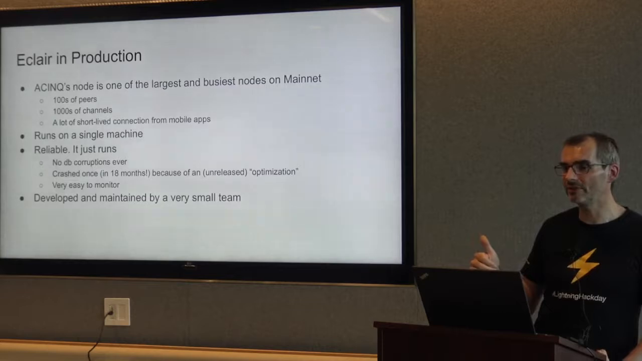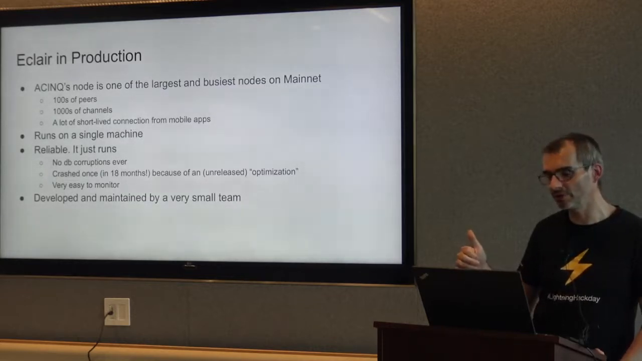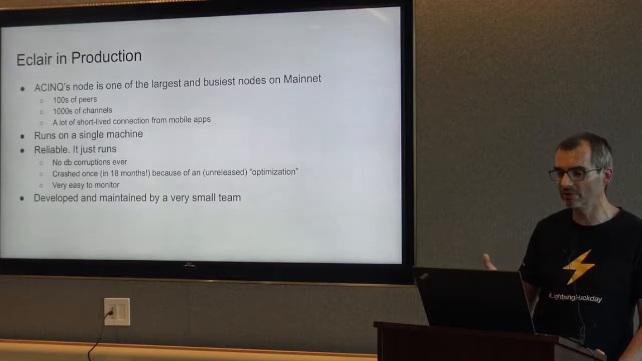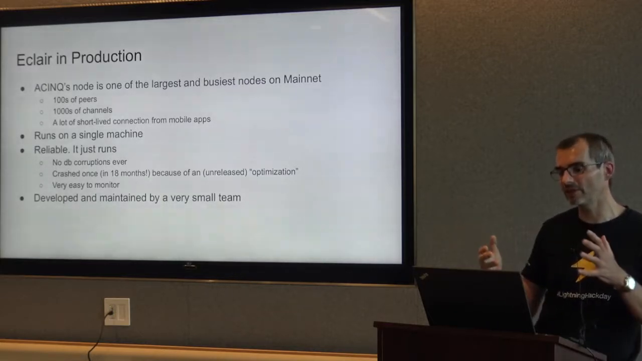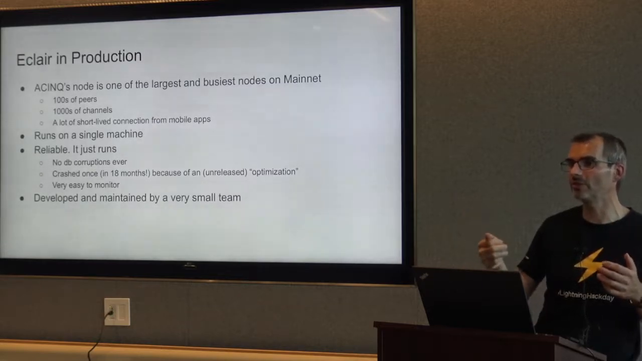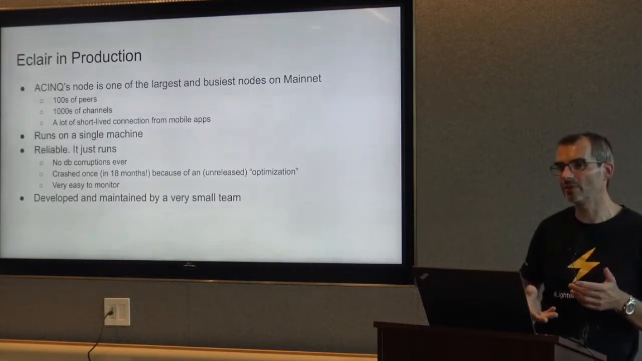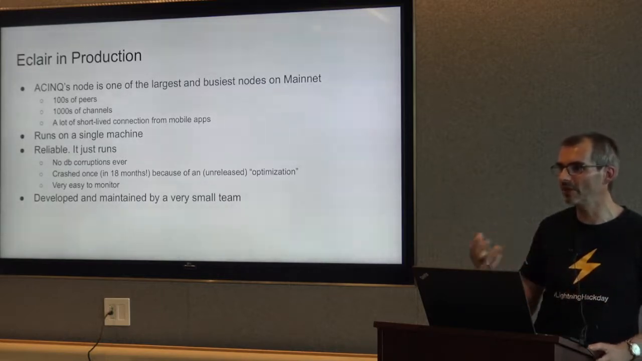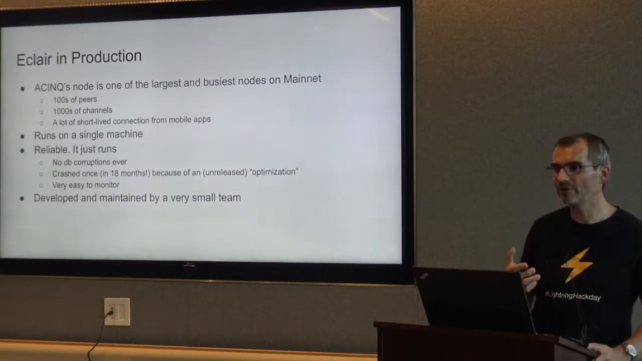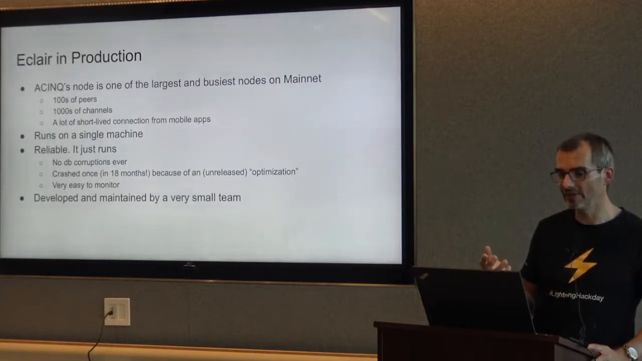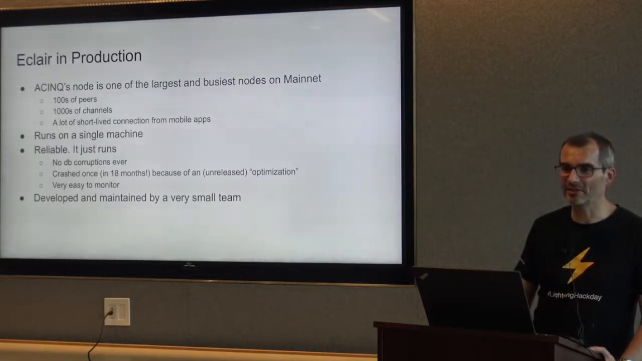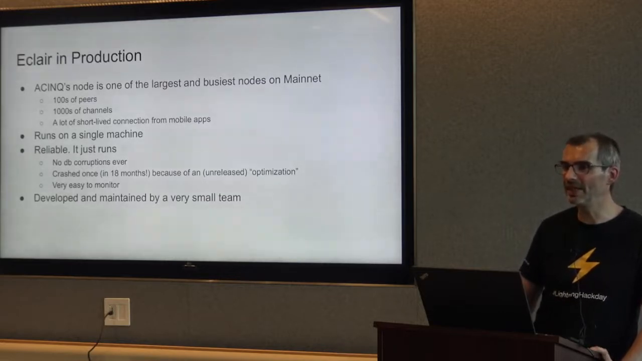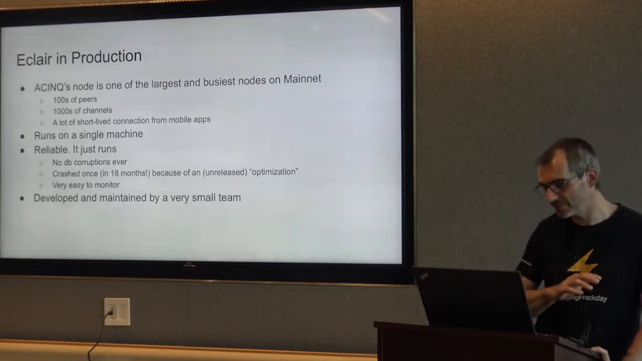And today, on one single server on Amazon, we have a fairly large and busy node with hundreds of peers, thousands of channels, and lots of short-lived connections from the mobile application. You start your mobile phone, you use it, and you turn the application off after a few minutes. So it's quite demanding on the server side. It runs on a single machine, and it just runs. We haven't had a database corruption ever. And until a few weeks ago, it had never crashed once in 18 months of really heavy use in production. So it just doesn't crash.